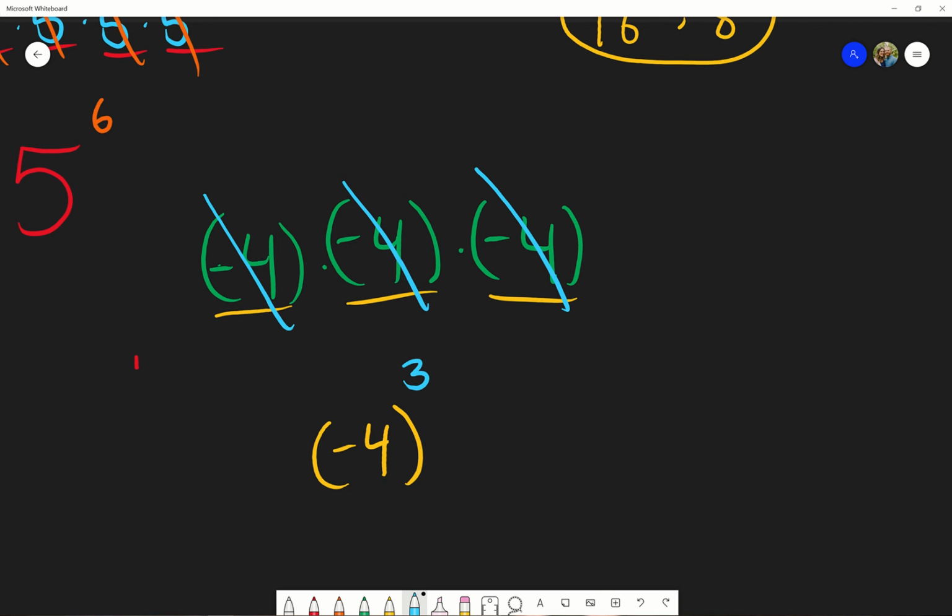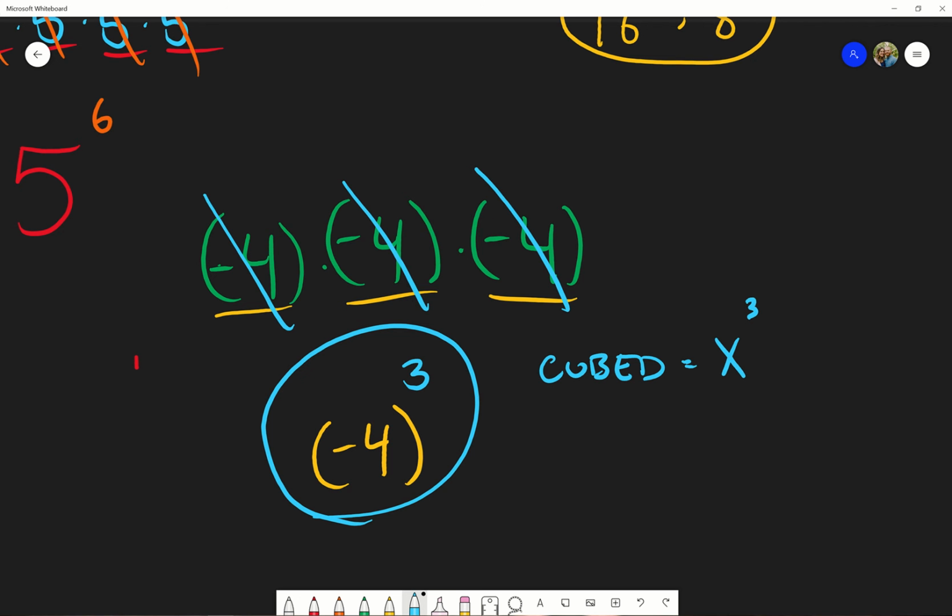I would say this is negative 4 to the power of 3, or negative 4 cubed. Cubed means to the power of 3. And another one we might say, squared means to the power of 2. Okay, so these are the only times we might not say to the power of, is if it's cubed or squared. We'll say cubed or squared.